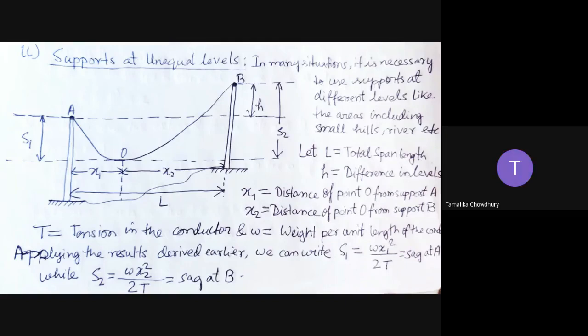Yes. So if the lowest point is not the midpoint of the span, then we have to divide it in such a way that the lowest point is the marking point from where we'll divide two lengths, x1 and x2. So x1 and x2 are the two lengths that we are dividing. The total span length we are dividing as x1 and x2. Earlier it was just L by 2. Here now x1 and x2.